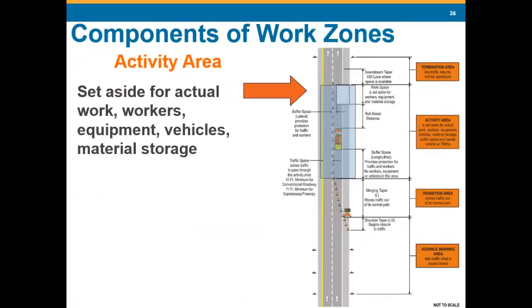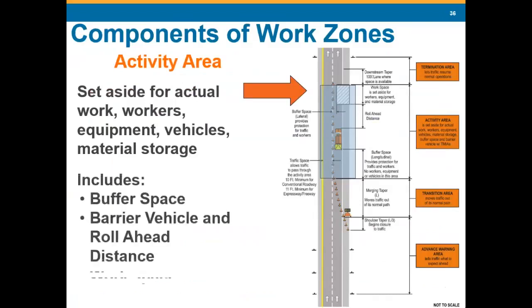Third component of a work zone is the activity area. So that's where our work's actually happening. Set aside for the actual work, the workers, the equipment, the vehicles, and material storage. And it's including these 3 things: the buffer space, the roll-ahead distance, and the work.